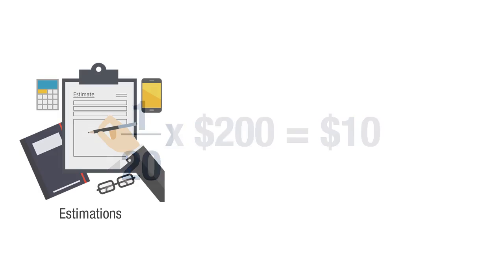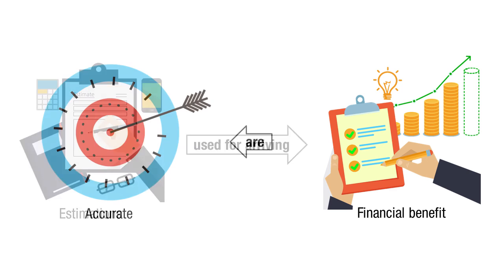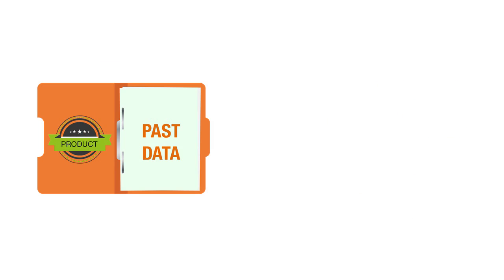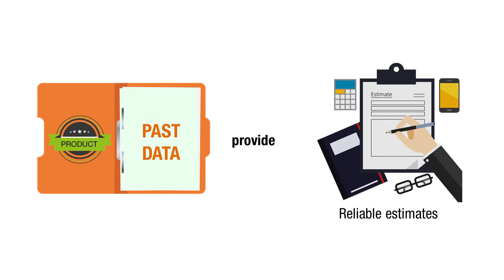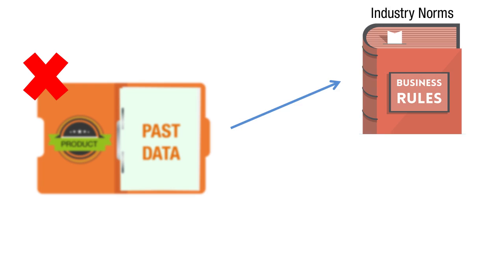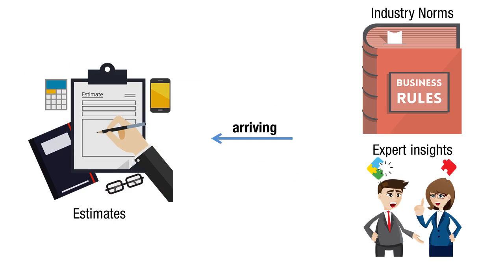It's important that estimations used for arriving at financial benefit for metrics are as accurate as possible. Past data on similar products can provide reliable estimates, or if such data is not available, then using industry norms or expert insights can prove valuable in arriving at estimates.